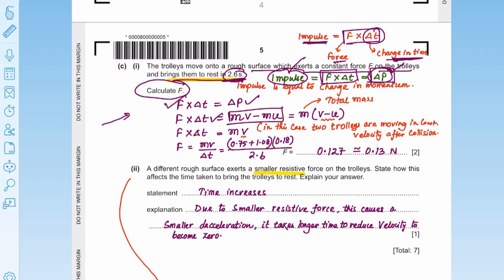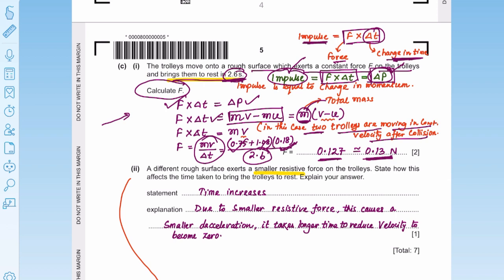We know that they are moving as a single system, and they have a total mass m. So m times (v minus u), and F equals mv over delta t. If you rearrange it, what is the total mass we have for the two trolleys? 0.75 plus 1.08. Their initial velocity is given as 0. The constant velocity is given as 0.18, because in this case the two trolleys are moving at constant velocity after collision. And the change in time is given as 2.6. If you put in the values, you will get 0.127 Newton. Up to two significant figures, it will be 0.13 Newton as well.